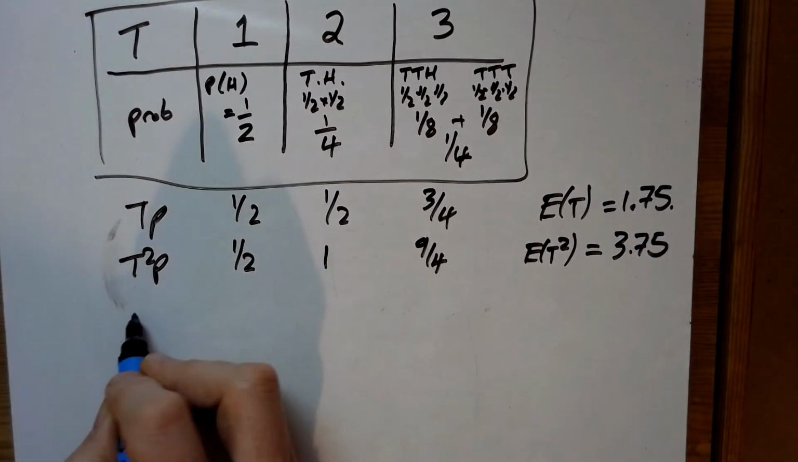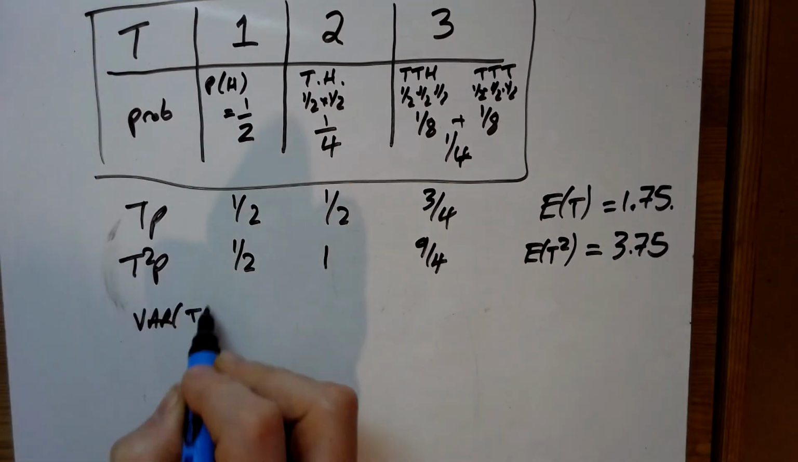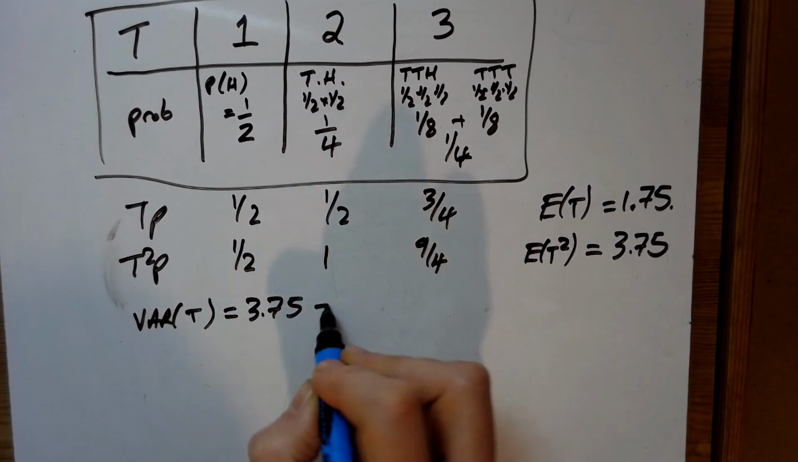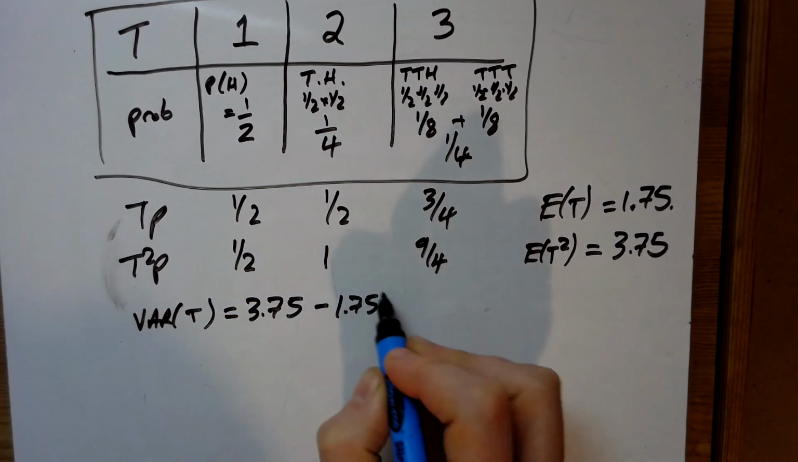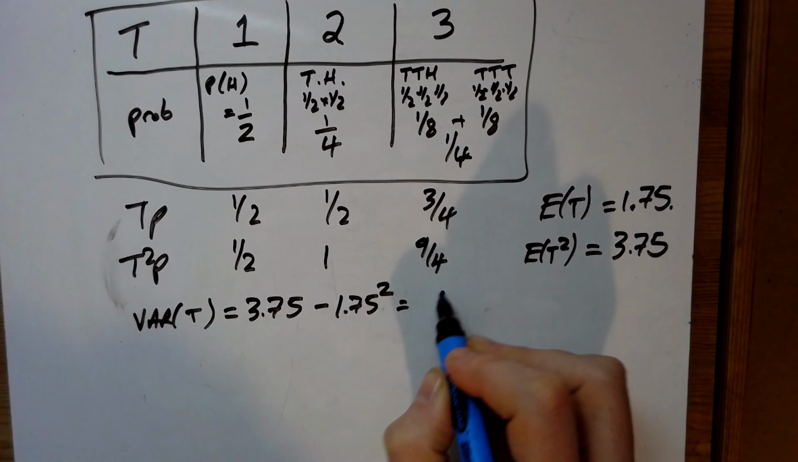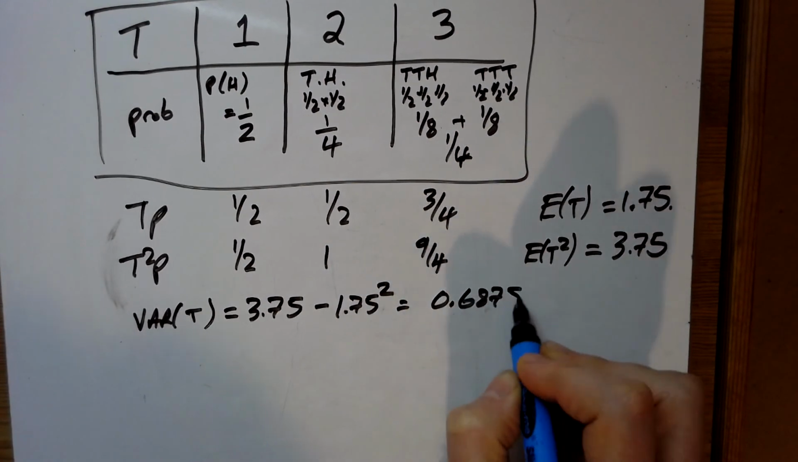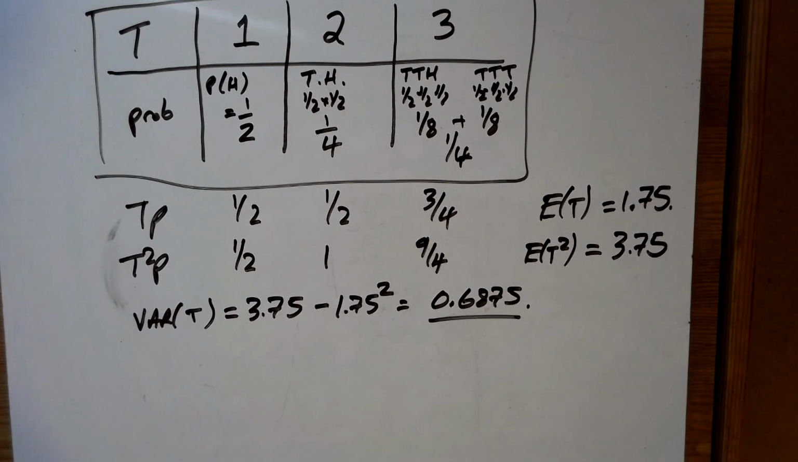And to find out my variance, the variance of t is equal to the expected value of t squared, take away the expected value of t, squared, and that gives me 0.6875. And I'll do it on the calculator to check, but there's questions.